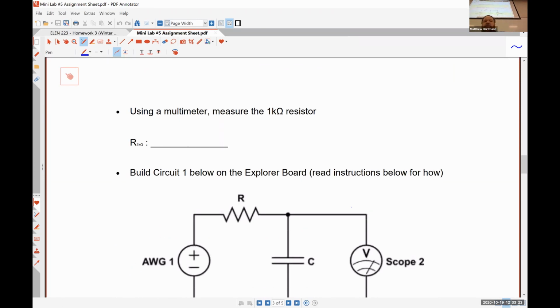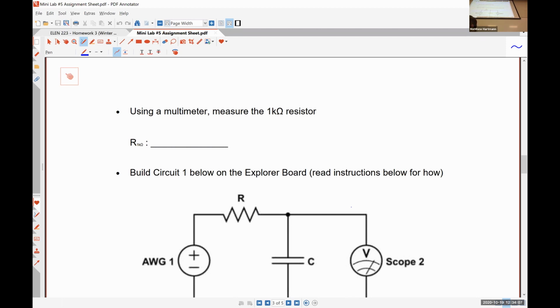So the first step is we're going to use a multimeter to measure our 1 kiloohm resistor. I have a multimeter right here next to me, so let's take that data real quick. Pull one leg out, the other leg out. And so I am getting 985 ohms for my resistor value. I think that's the only time we're going to use the multimeter today. So get this guy plugged back in. Our resistor is 985 ohms.